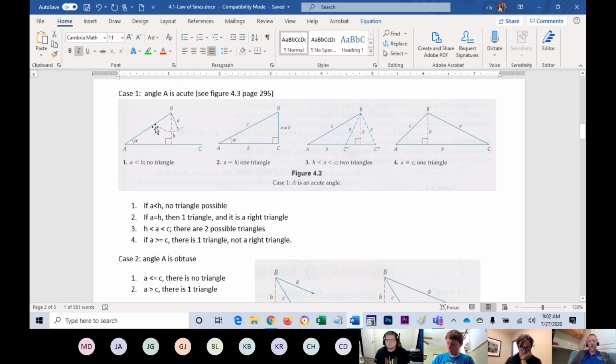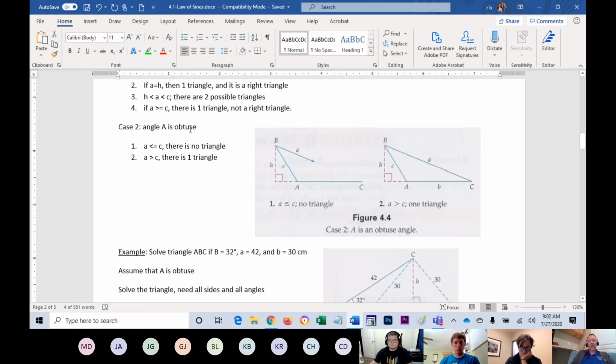But then we give them these cases where if angle A is acute, then you've got these two cases where you've got one triangle, you've got no triangle here, and you've got two triangles here. And if angle A is obtuse, you're either going to have one triangle or you're going to have no triangle.